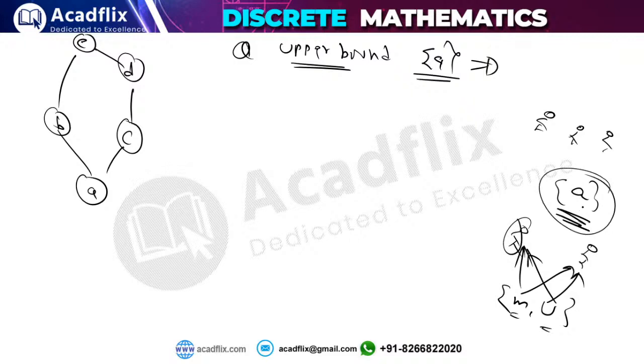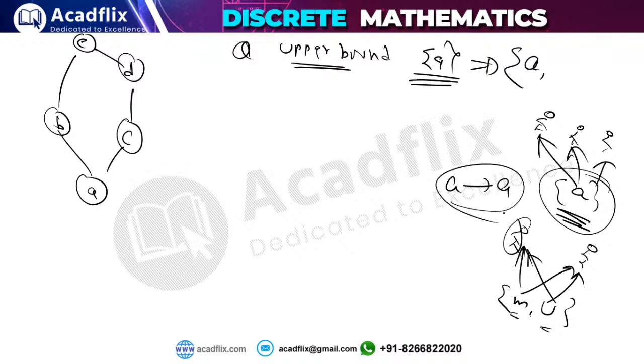This is one set. This is one element only. So the upper bound will be those elements to which it is related. So the upper bound of this will be, first of all, A also. Some students are not taking A. The upper bound of this A will be A also, because A is also related to A. Don't forget that. Okay, A is also related to A.